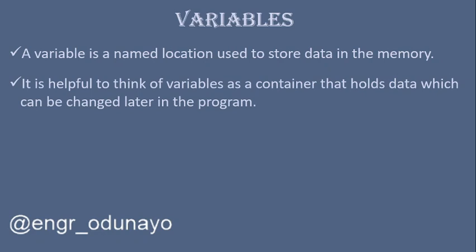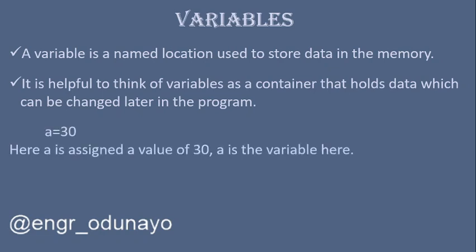It is helpful to think of a variable as a container that holds data which can be changed later in the program. So this is an example of what we mean by a variable. Just like in your basic arithmetic, a is equal to 30. That means you are assigning 30 to a. In programming, when you have a single equal to sign, it is not the equal to that is known from arithmetic. It's called the assignment operator.